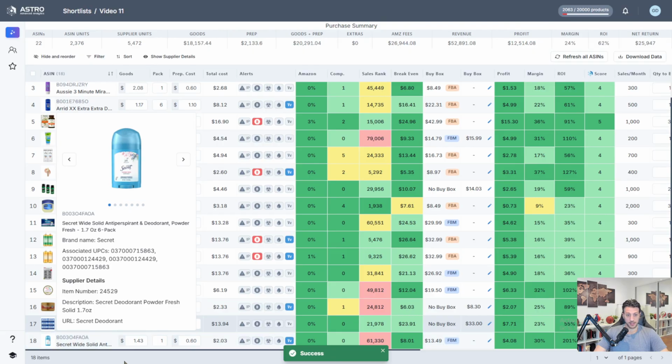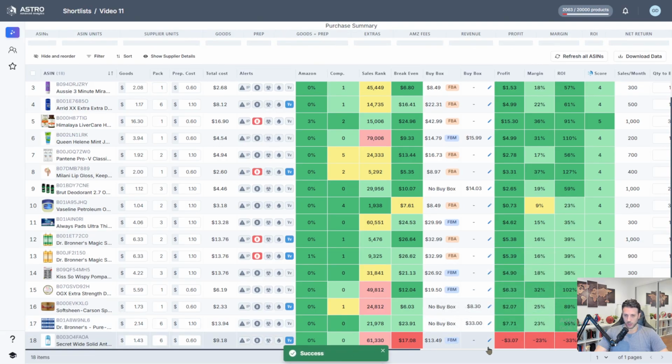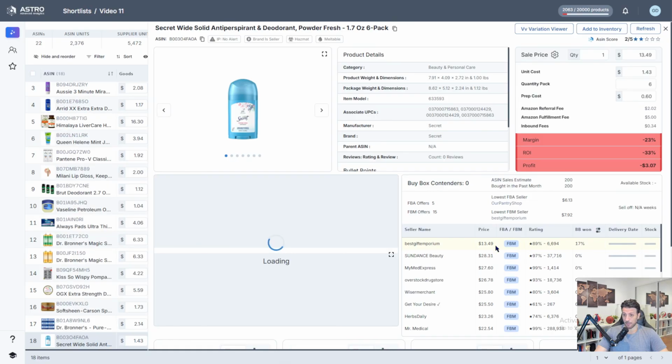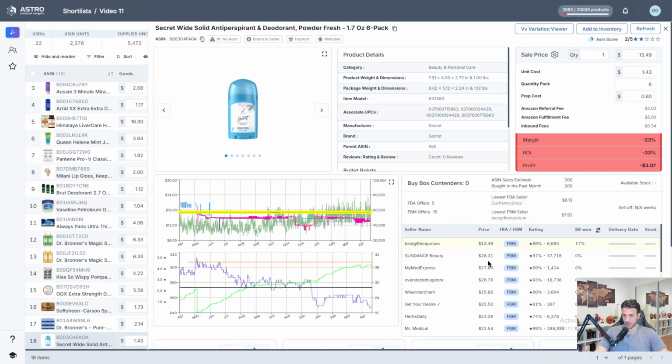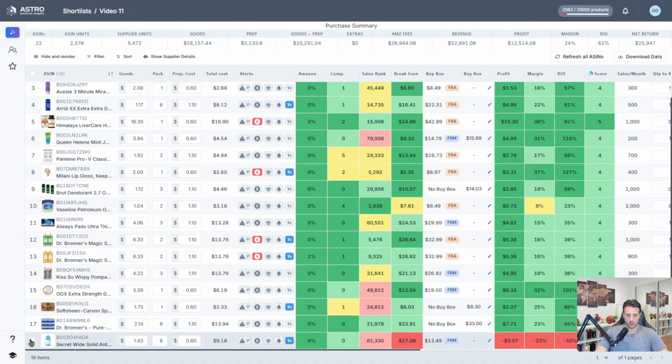Last one, this is a 6-pack. So let's go ahead and type in 6 over here, and it's definitely not profitable anymore. I just want to check out the FBA, the buy box seller is FBM. Let's see if we can price above them. No, this seems like the most reasonable price, around $13.99. So it's not profitable. So let's just remove this one as well.